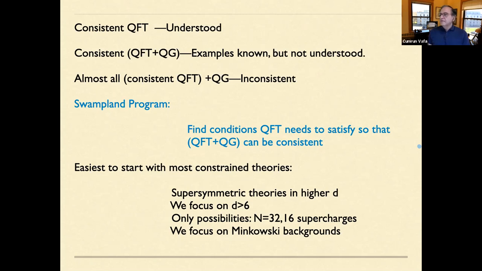And this is the basic surprise. Of course, it doesn't mean that there are only a handful of consistent ones. No, there's a huge number, but still compared to what it could have been, it's very, very small. So the fraction of consistent ones to all possible quantum field theories is believed to be measure zero.